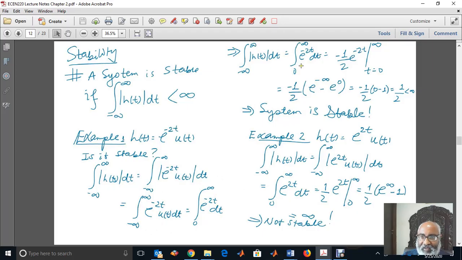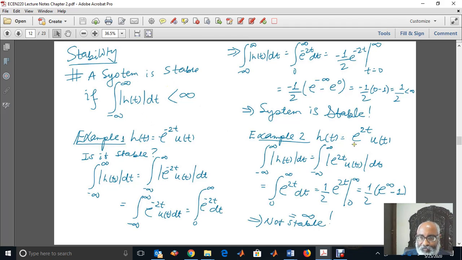and we use the rule of integration, and we will have this from positive infinity to 0, meaning e raised to minus infinity minus e raised to 0, and this will be 1 over 2. 1 over 2 is less than infinity. So that means it satisfies the absolute integrability condition. So the system is a stable system.